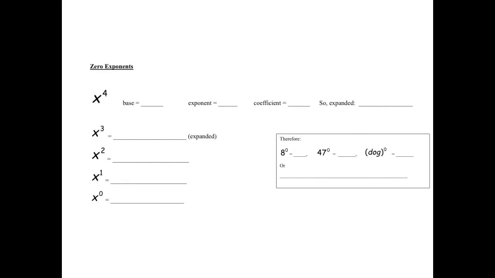Next, we'll look at zero exponents, or an exponent of 0. So we're going to start by looking at something like x to the 4th. We see this, x to the 4th, our base is x, our exponent is 4. Our coefficient, even though we don't see anything there, is 1.